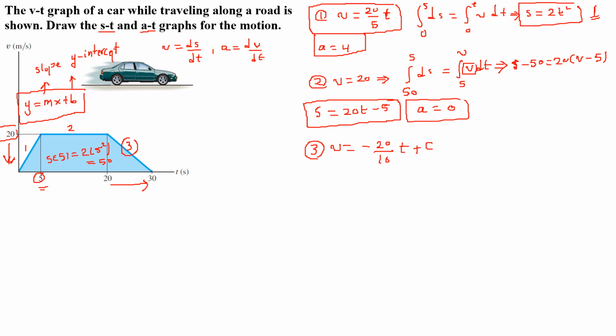Now we can substitute what will be v at 20, because v at 30 is 0. So these are the only 2 points I know between this interval. So I can say v at 20 seconds is equal to 20, right? I know this. So here I have 20 equals minus 2 times 20 plus c. And solving that for c, we'll get c to be 60. So the velocity in this interval will be minus 2t plus 60.